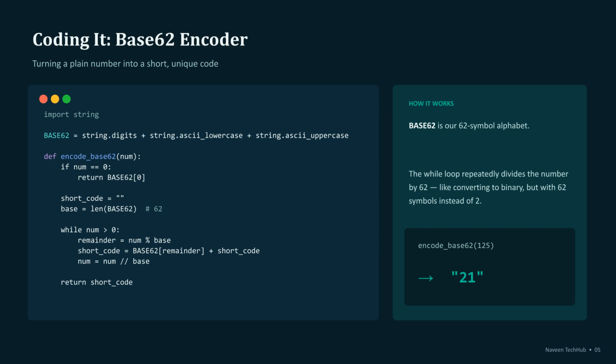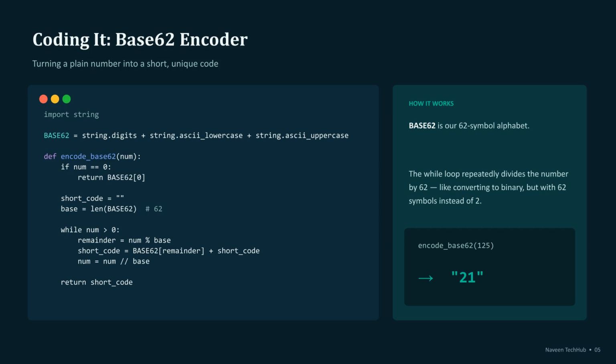Otherwise, we create an empty string called shortcode. Then we repeatedly divide the number by 62. This is very similar to converting a decimal number into binary. In binary conversion, we divide by 2 because binary has only 2 symbols, 0 and 1.